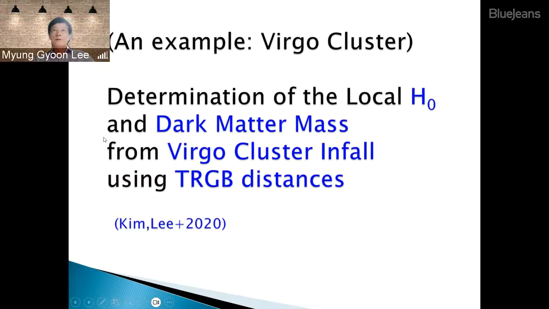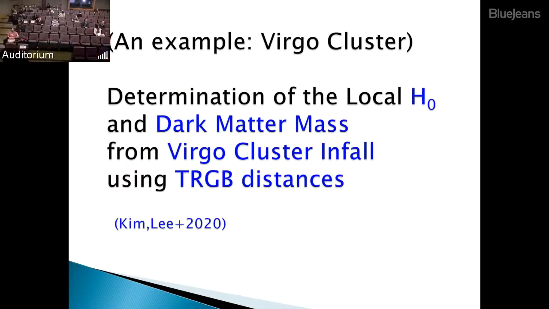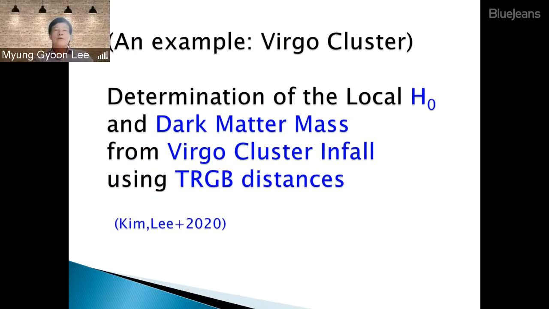So one example is for the Virgo cluster. In 2020, Kim et al. published a paper with the title "Determination of the Local Hubble Constant and Dark Matter Mass from Virgo Cluster Infall Using TRGB Distances."